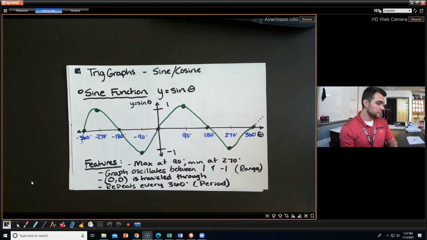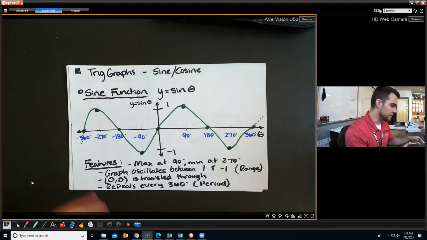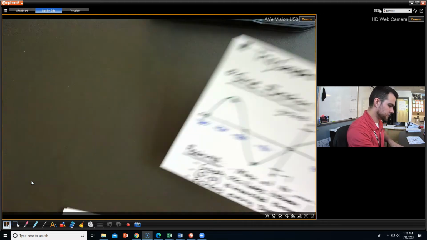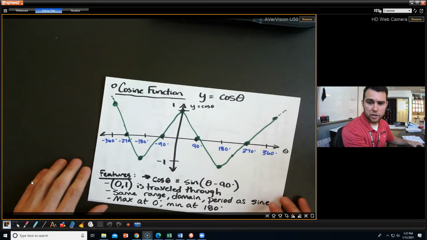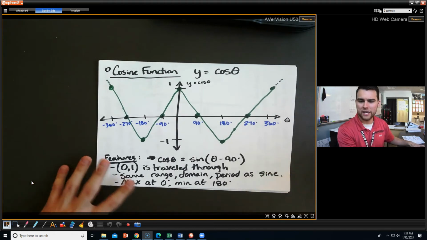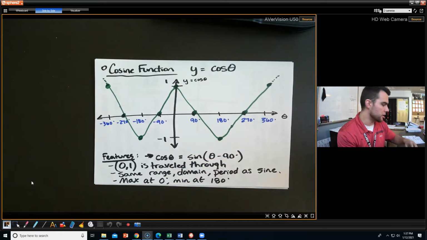Okay. Let's take a look at the cosine graph and see if it's any different. And we'll compare in a little bit. But here is the cosine graph. Okay, now how am I getting that at all? Let's look at that.